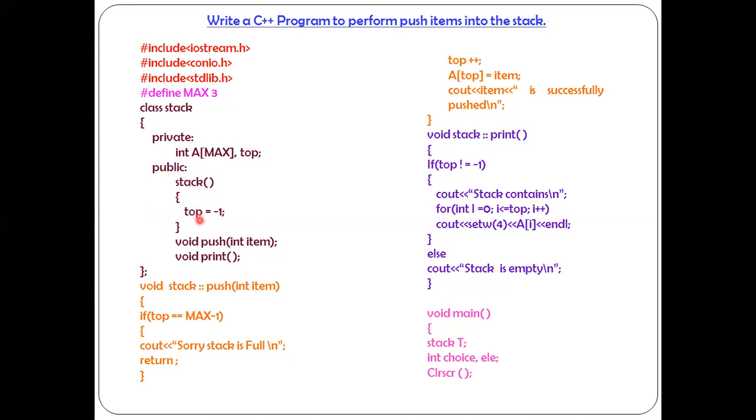Inside this constructor, I'm initializing top equals -1. I'm just assigning a value to the top variable, close flower bracket. So this is the constructor declared and defined inside the class.